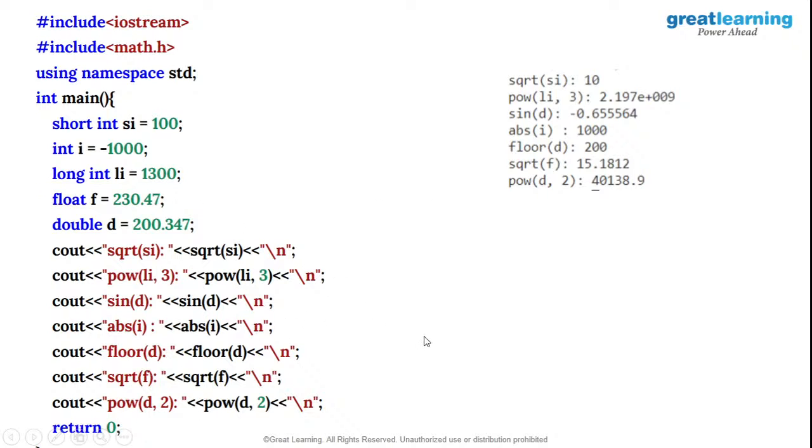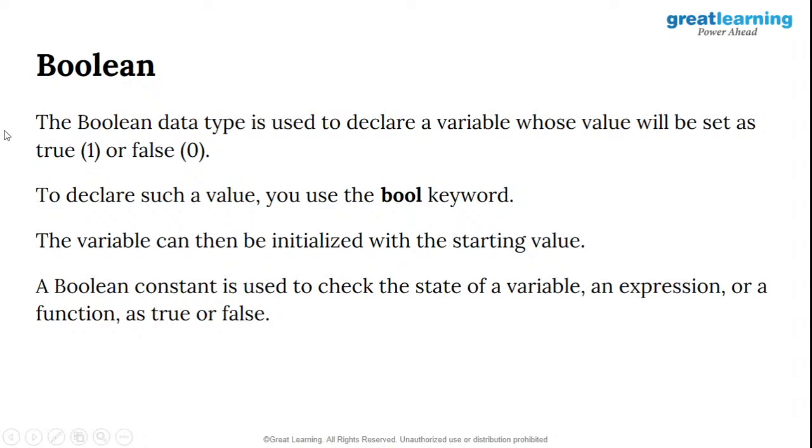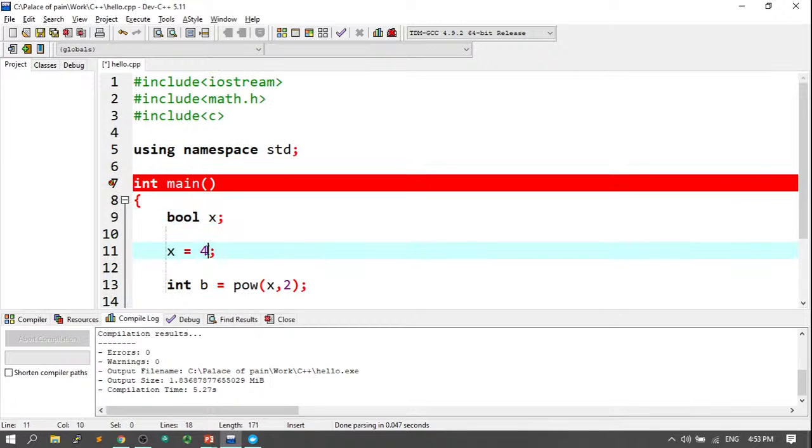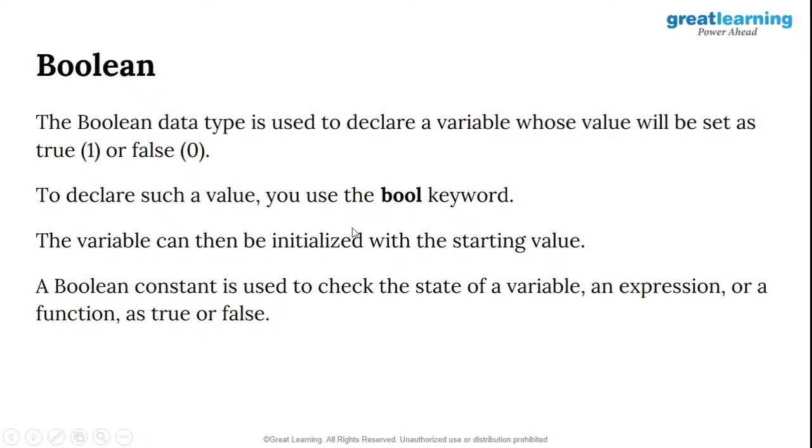Enter more values. Okay. Now, the Boolean data type is used to declare a variable whose value will be set as either true or false, right? So in Boolean, if you say bool x, then this will give us an error because x can only have a value of either 1 or 0. Okay, so this is used in specific use cases.